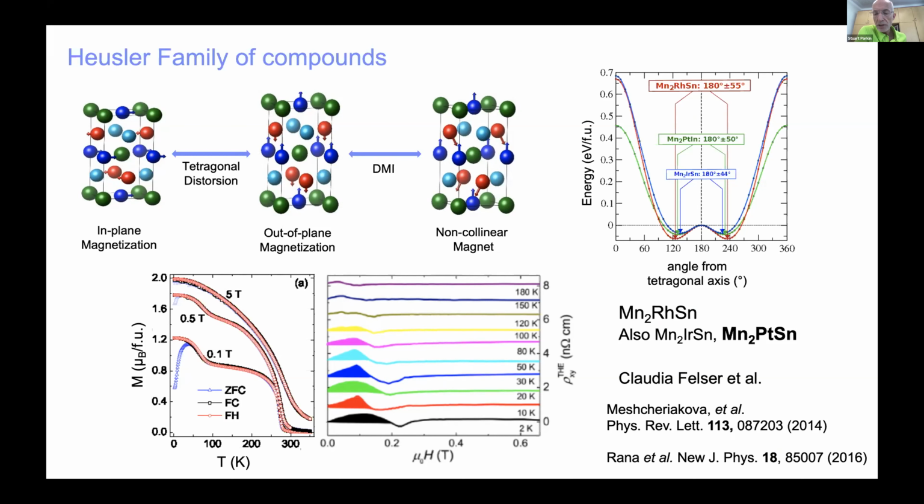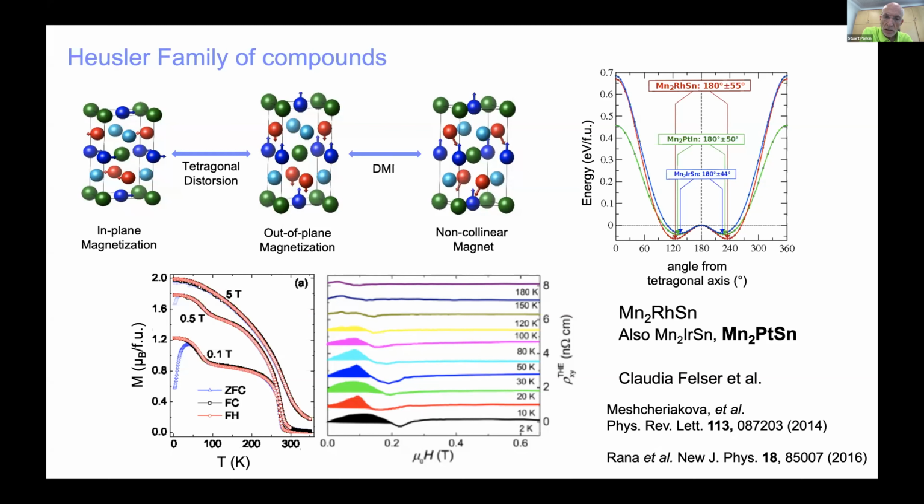Some of those we've discovered in this family of Heusler compounds, which have been extensively explored over the last 20 years or more by, in particular, Claudia Felser and her group now at the Max Planck in Dresden. And so they provided us with some very nice, beautiful single crystal materials, in particular, this series, manganese-2 platinum tin, manganese-2 rhodium tin, and manganese-2 iridium tin.